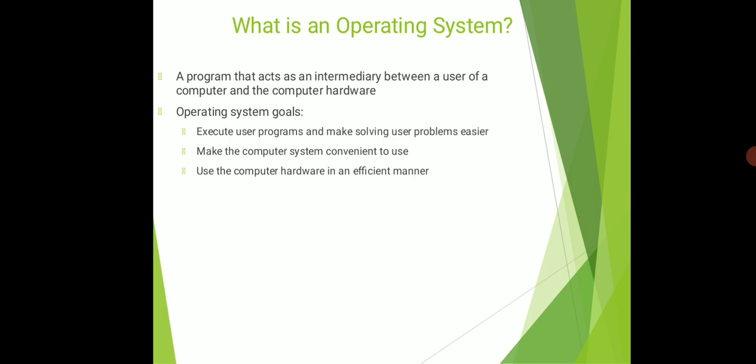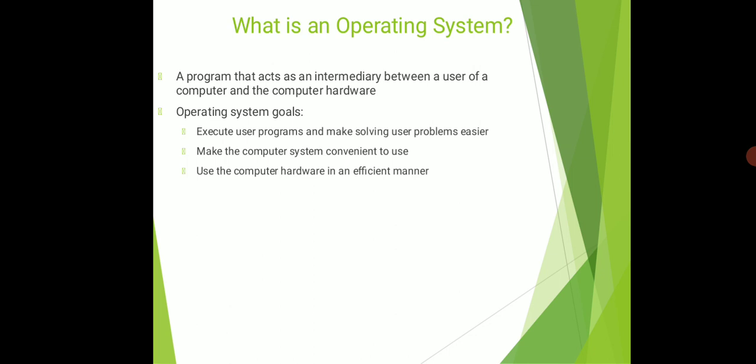So what all the goals are there in OS? Let's see one by one. First one, execute user programs and make solving your user problems easier. What all the problems we are having, that should be solved by executing your user programs. That is the first main goal of OS. Second thing, it will make the computer system convenient to use. By using OS, we can use the system very conveniently. That is the second goal. Third one is we can use the computer hardware in an efficient manner. This is the main goal.